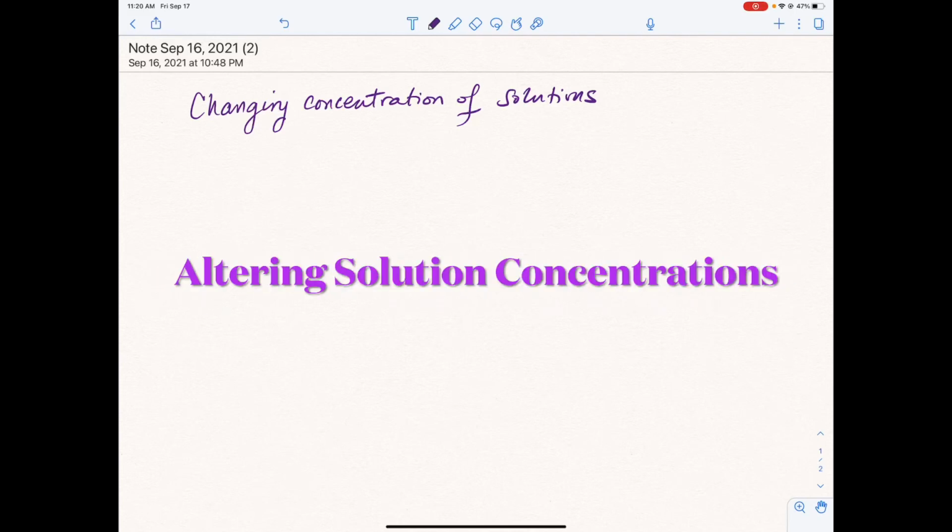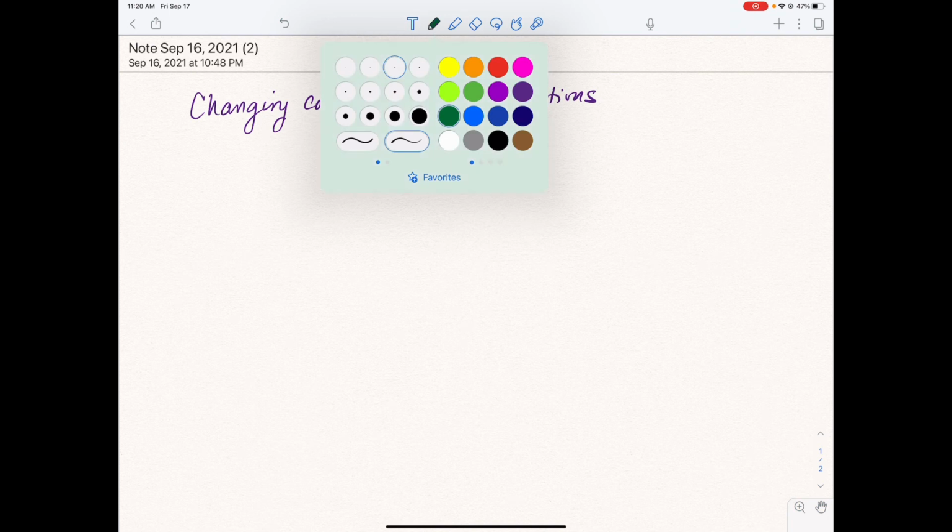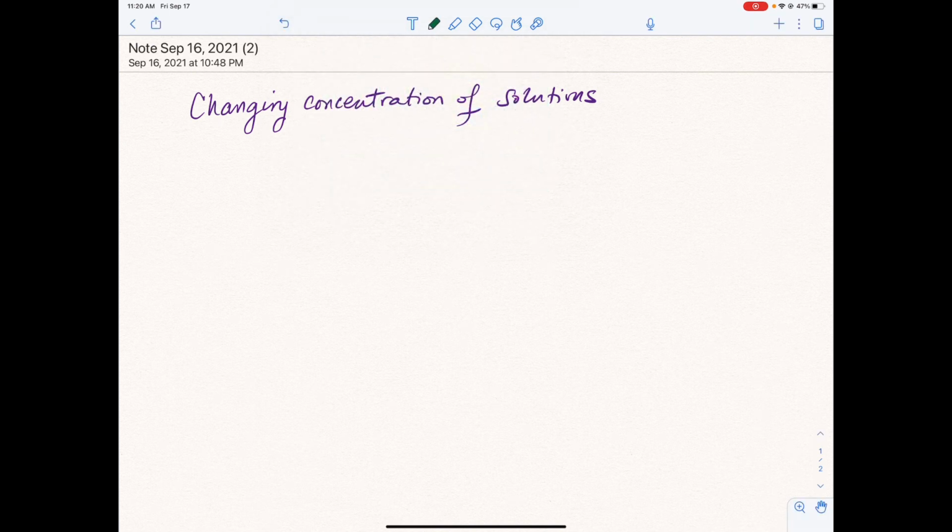Hi everyone. In this video, I'm going to show you a very important topic that applies to concentration of solutions. When we make solutions, we make them, of course, to a selected concentration, a concentration that we desire. But we can change the concentration of a solution because we may be working with different applications requiring different concentrations.